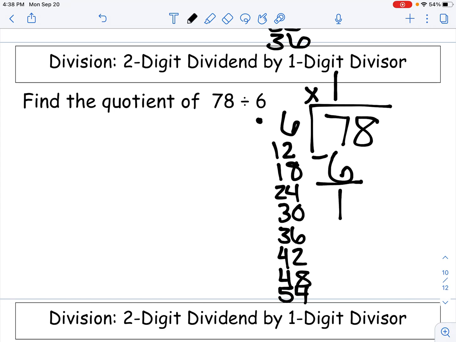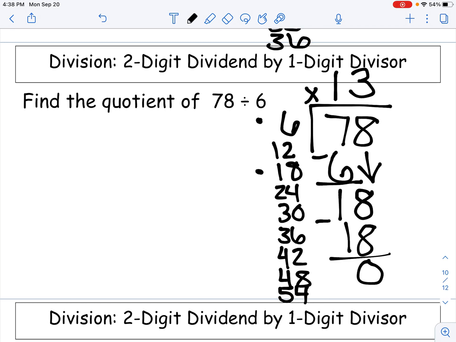7 minus 6 is 1. I check to see if something needs to be brought down, and it sure does, so bring down my 8. Now, if I have 18, the closest I can get is 18, which is 3 groups. So I'm going to put my 3 up. 3 times 6 is 18, so I'm going to subtract that. I have nothing left and nothing to bring down, so I know I'm done.